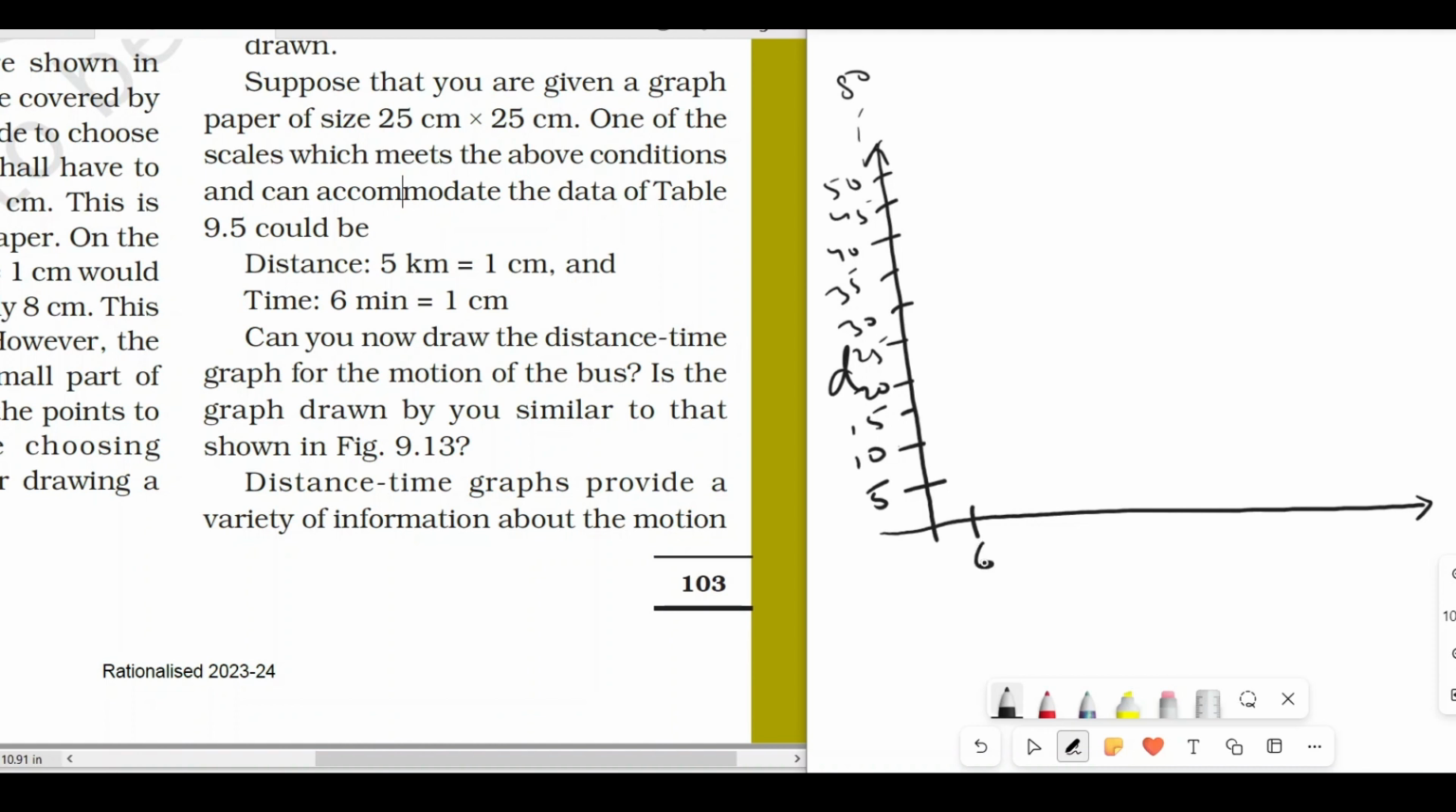Okay, and for time, you take 1 centimeter as 6 minutes. So this is 6, this is 12, this is 18, this is 24, 30, 36, 42, 48, 54, 60, which is actually 1 hour.